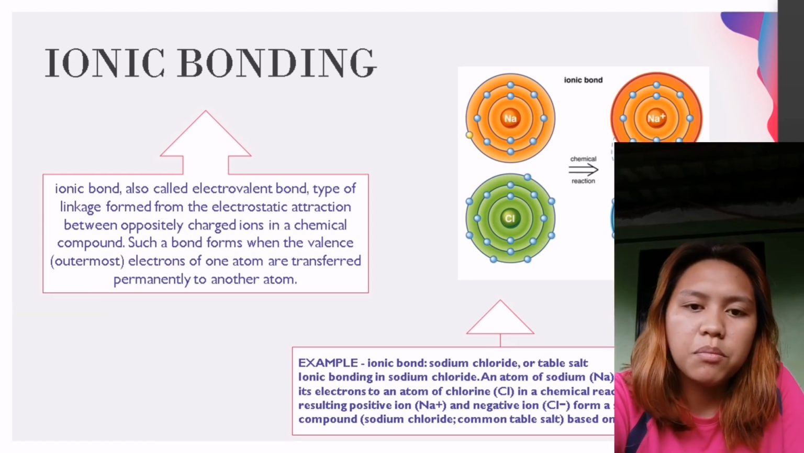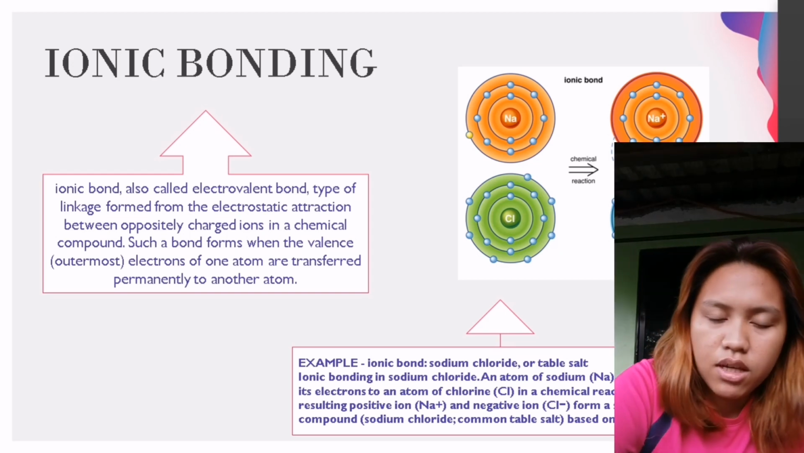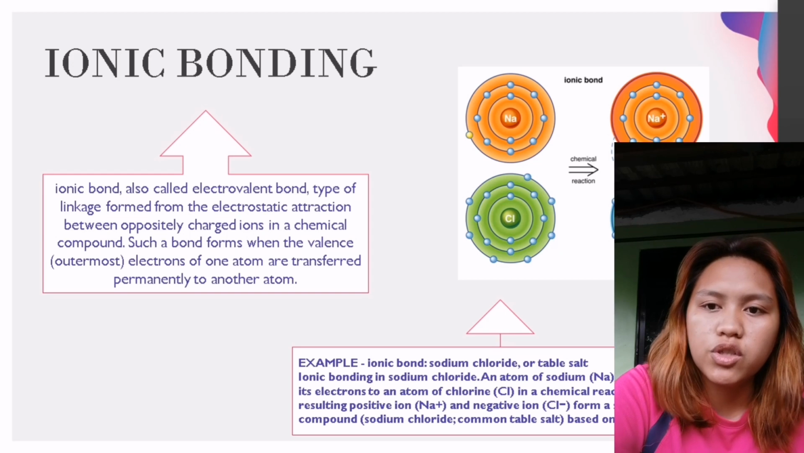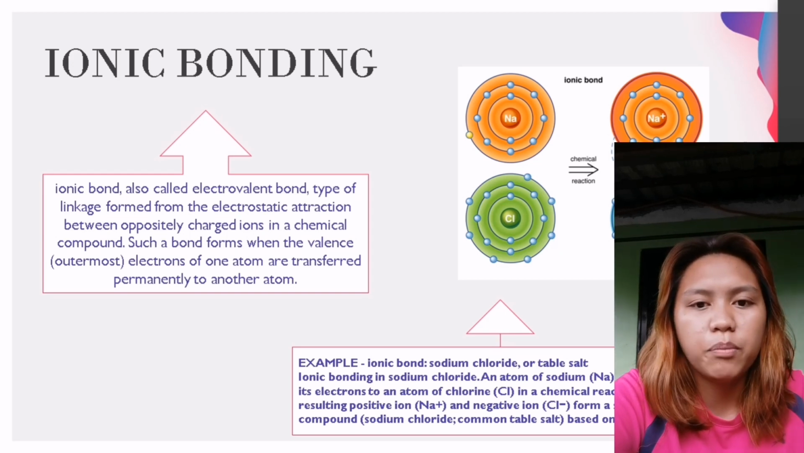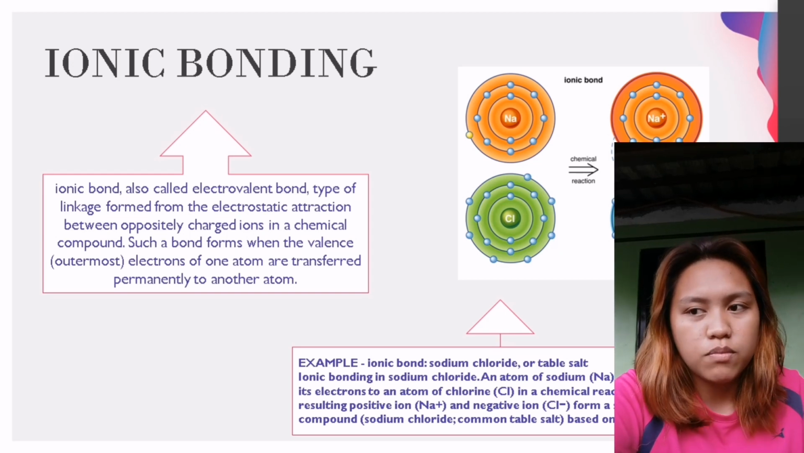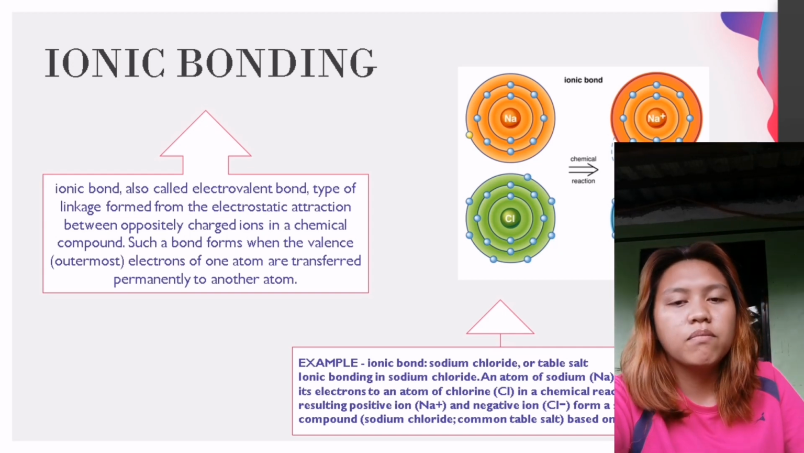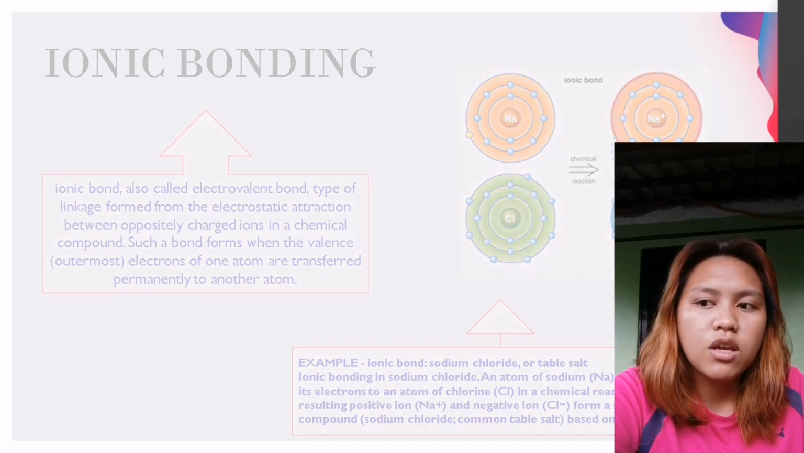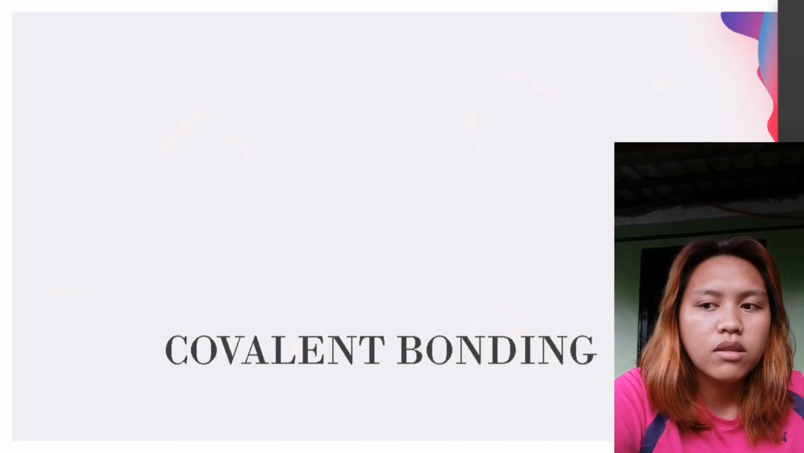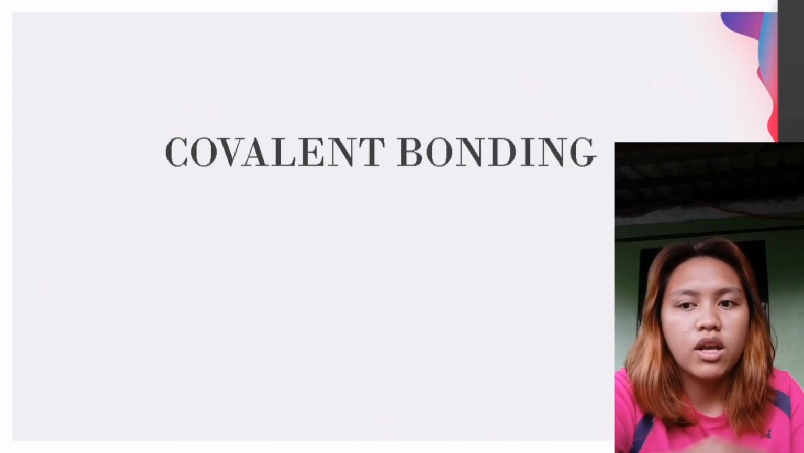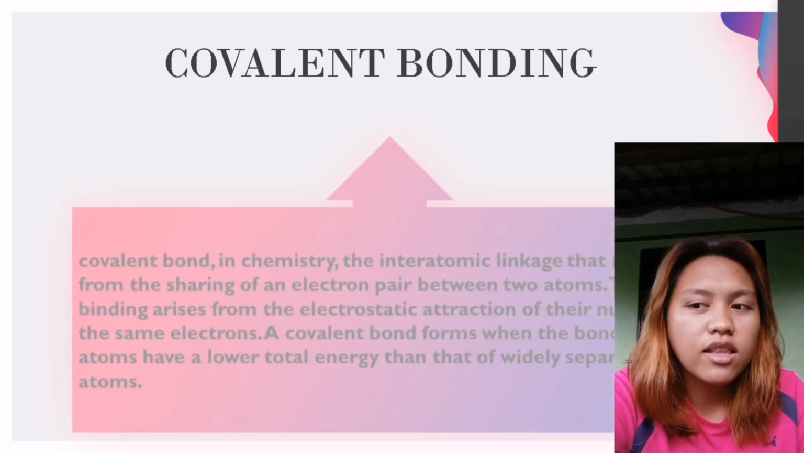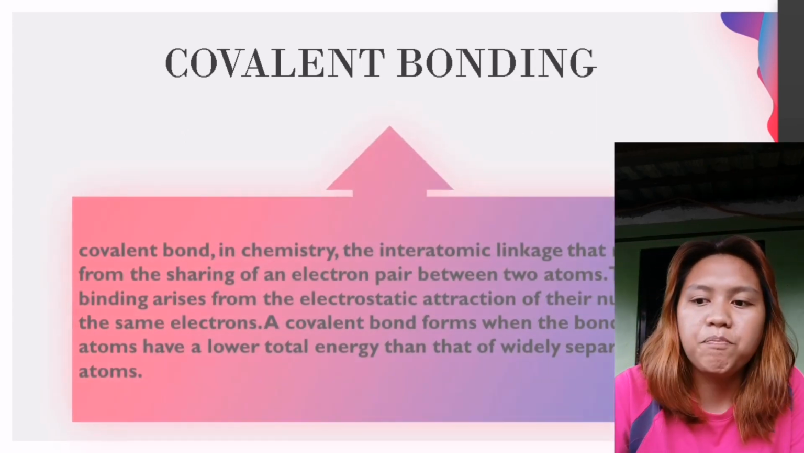So let's proceed to covalent bonding. Covalent bonding, in chemistry, is the interatomic linkage that results from the sharing of an electron pair between two atoms. The binding arises from the electrostatic attraction of their nuclei for the same electrons. A covalent bond forms when the bonded atoms have a lower total energy than that of widely separated atoms.